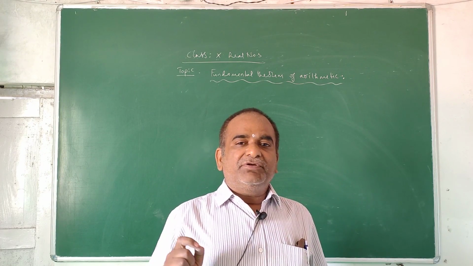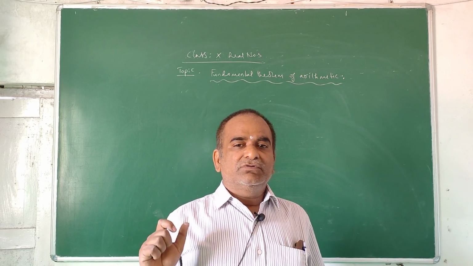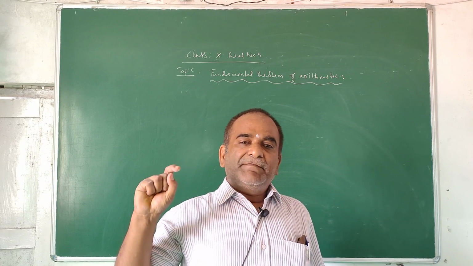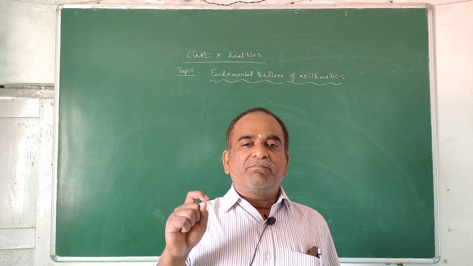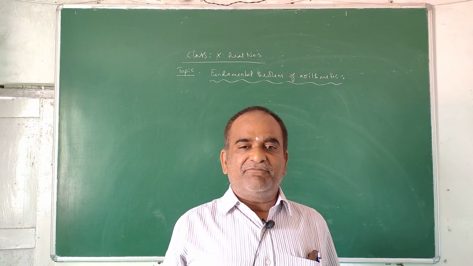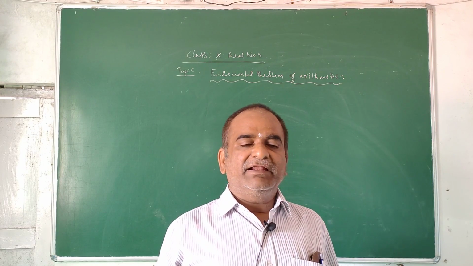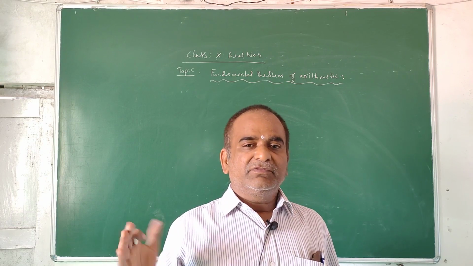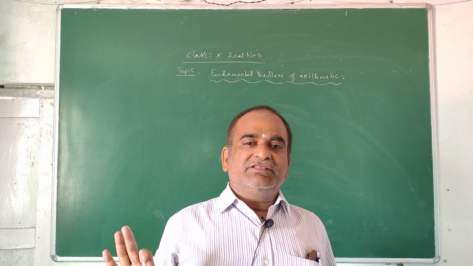Every composite number is equal to a product of prime factors. Every composite number can be expressed as a product of prime factors. This is the fundamental theorem of arithmetic, and this prime factorization is unique irrespective of the order. The prime factorization is unique.